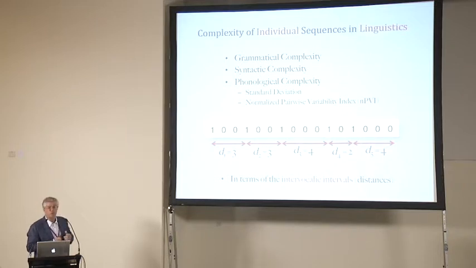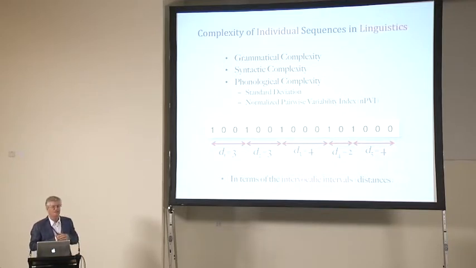One of the measures that has been used for a long time in linguistics is the standard deviation of these, let's say, inter-onset intervals or intervocalic intervals. So for example, here's the clave son, right? So the intervals are 3, 3, 4, 2, 4. So the complexity would be just the standard deviation of those intervals.